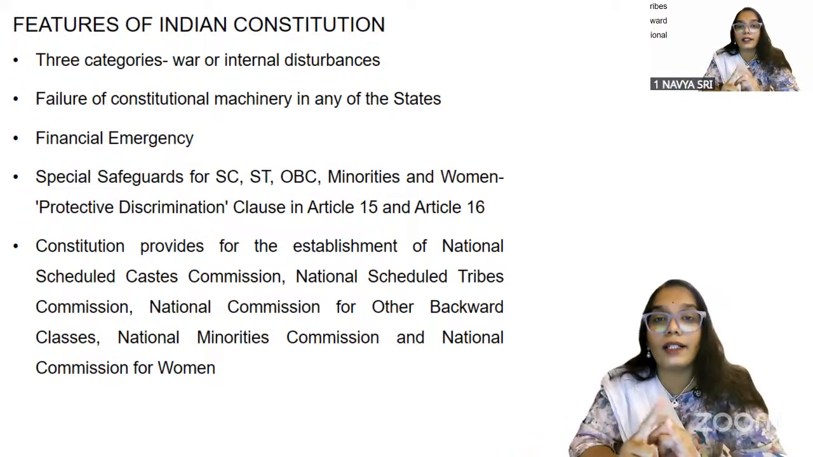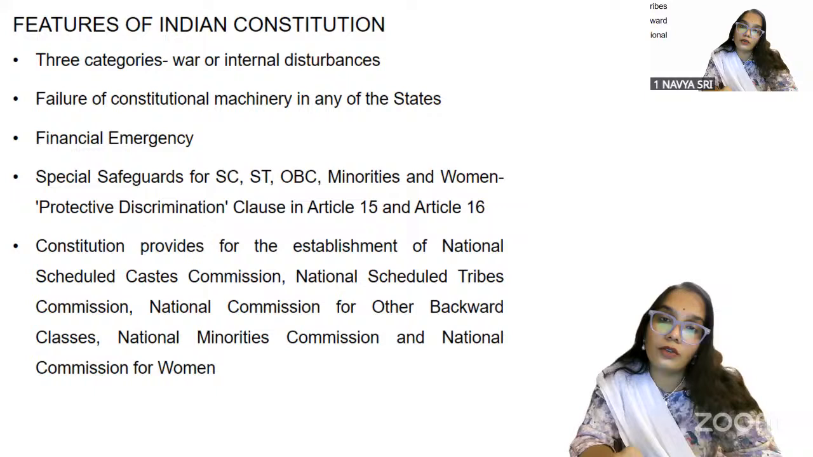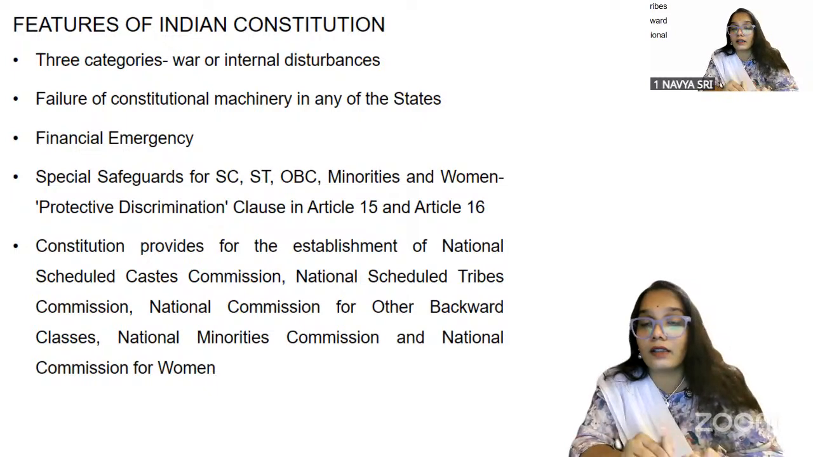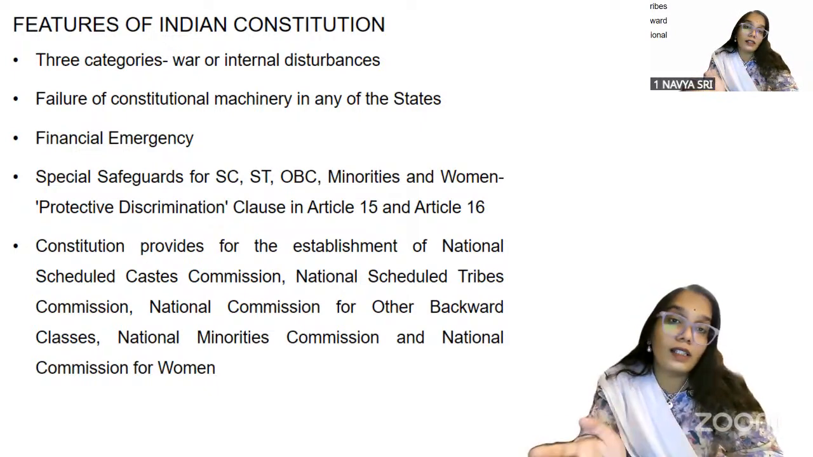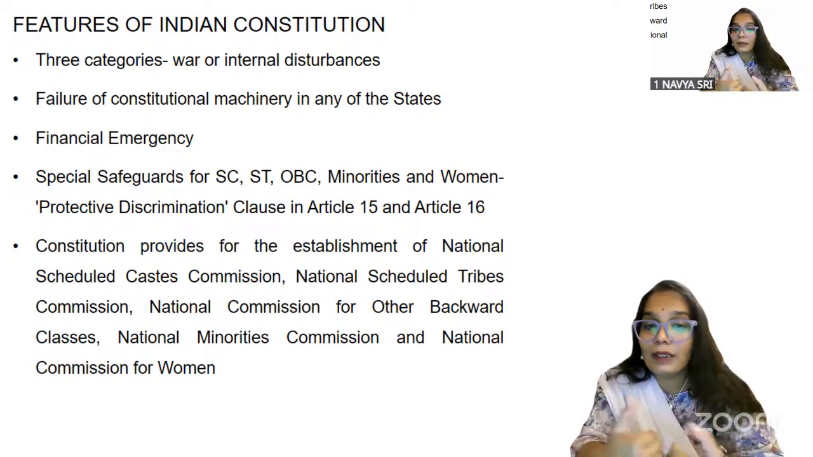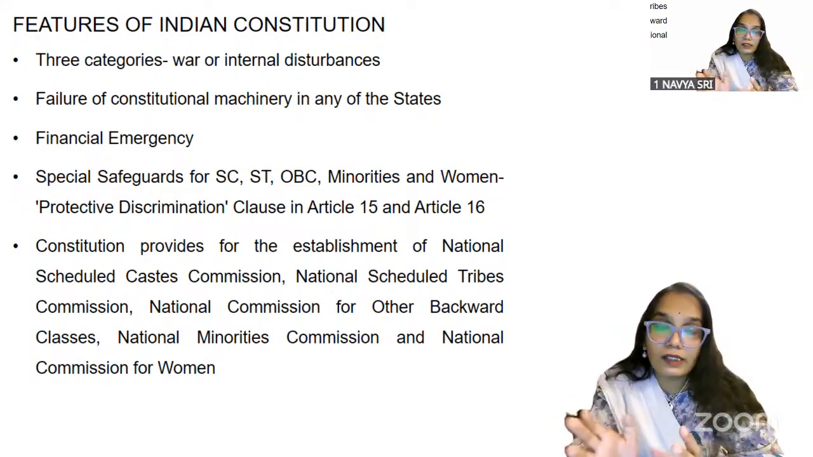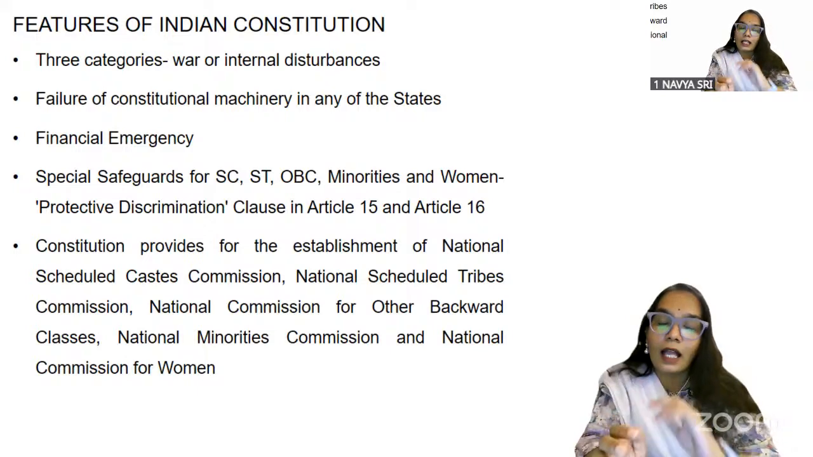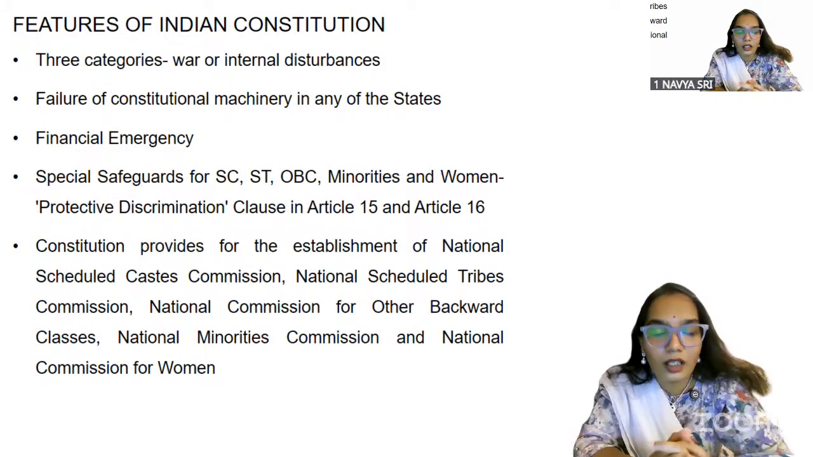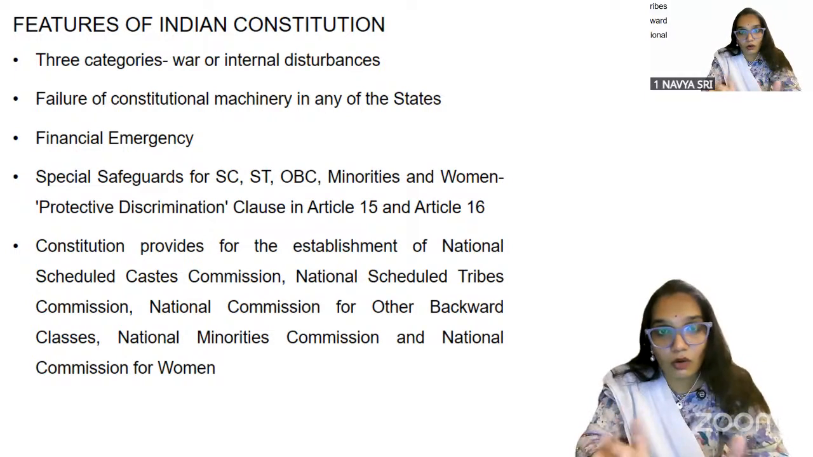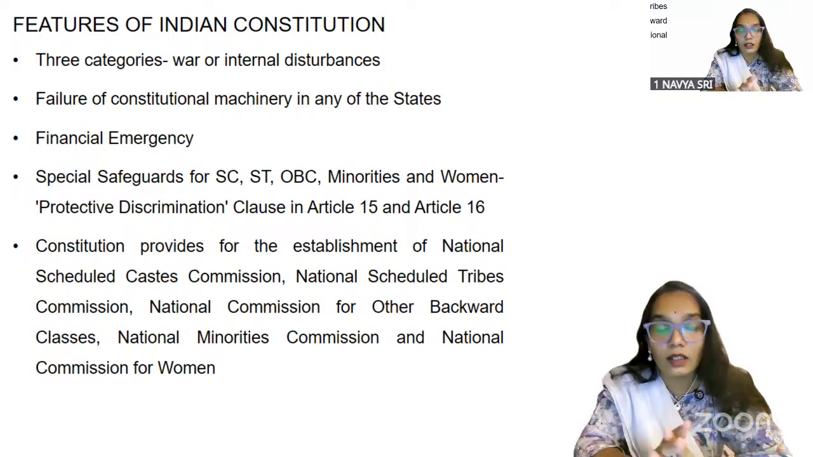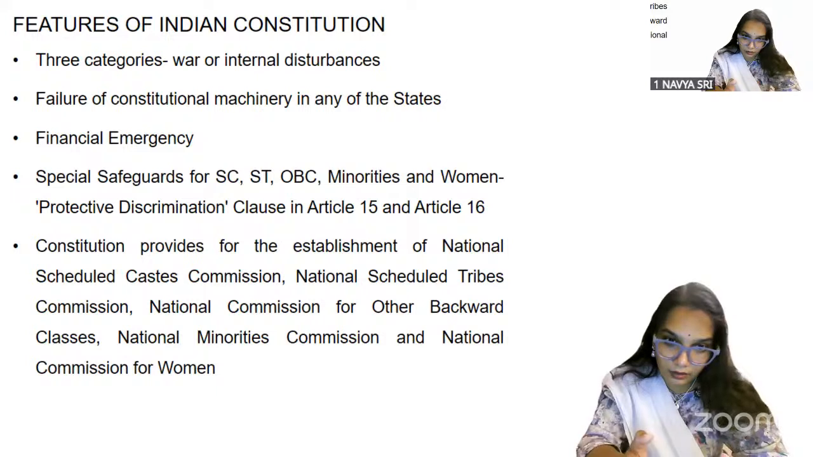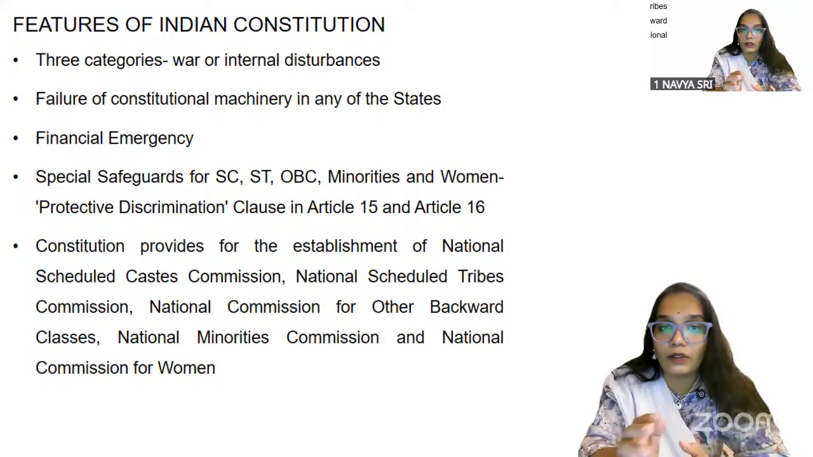First category is war and internal disturbances. Now this could be termed as an emergency. Now, if there's a failure of constitutional machinery in any state. What does this failure of constitutional machinery in a state mean? Implementing President's rule. The governor will write a letter to the President saying that the state is not functioning as per the Constitution, the state has gone rogue and has been misusing its power, then the President will look into it and implement presidential rule. So that is what we call failure of constitutional machinery.